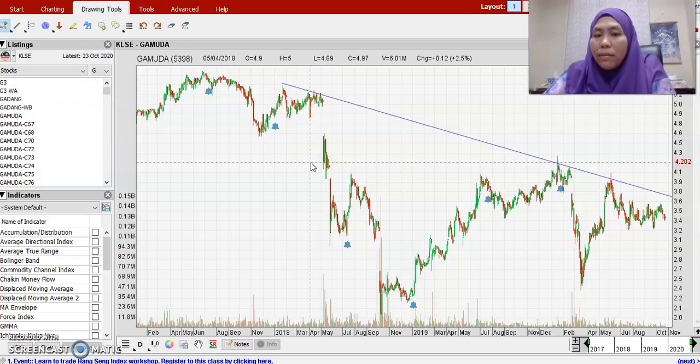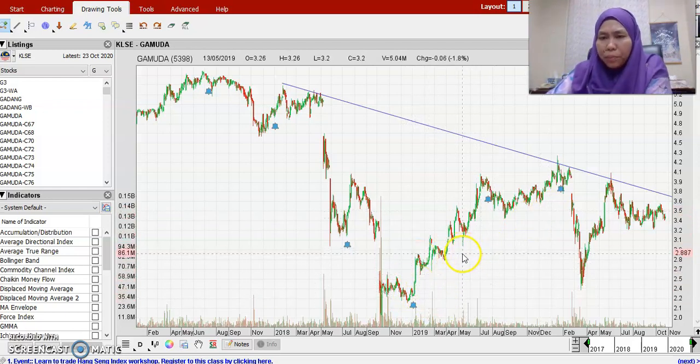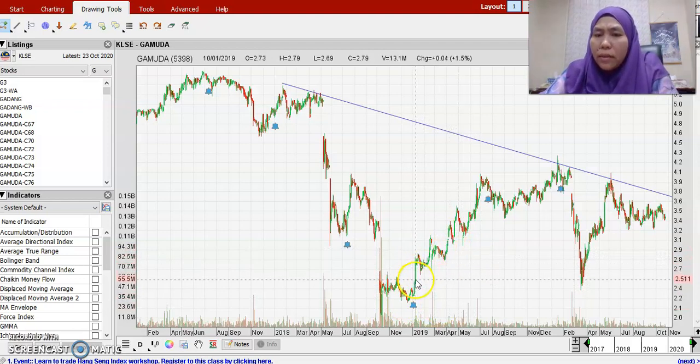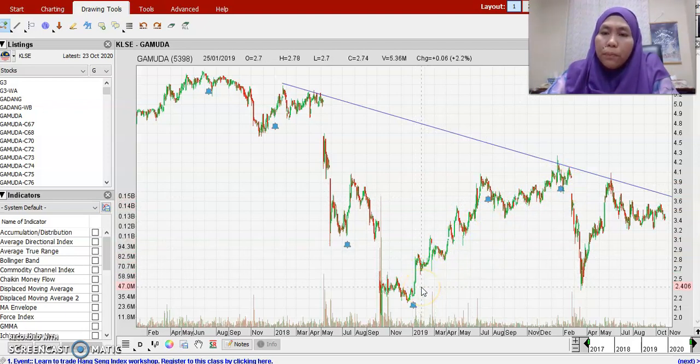However, if we look here, for a certain period of time the price of Gamuda has increased. What happened here we can call an intermediate trend. An intermediate trend normally happens between more than 1 month up to 3 months, or sometimes less than 1 year. Okay, so we draw another line.